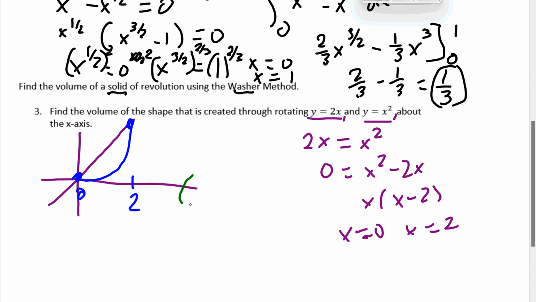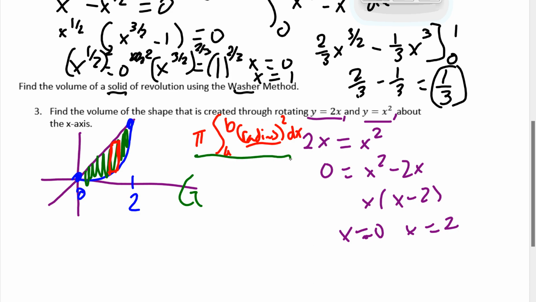And then I'm spinning this about the x-axis. So I'm taking this and rotating it about the x-axis, so it creates a washer. So my cross section would be right here, and that would be a circle. So I'm going to use this formula with my radius squared, right? And then I need my radius. My radius is the radius of the cross section, but because I have a washer, it's a little bit different than this one.